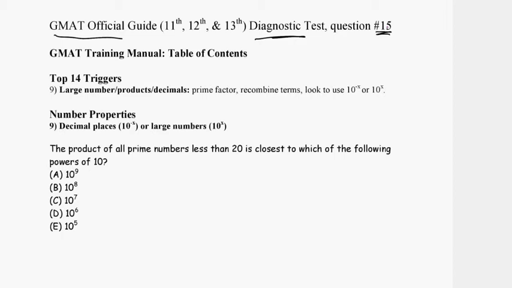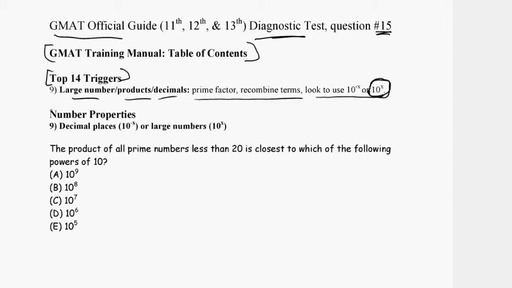For those of you familiar with my videos, from the GMAT training manual, the table of contents, we do have a top 14 trigger we're going to talk about: any kind of large number or products or decimals. Generally, you're going to want to prime factor and recombine terms. We're not going to really do that here. We are going to look to use 10 to the x. They love this 10 to the x and 10 to the negative x stuff.